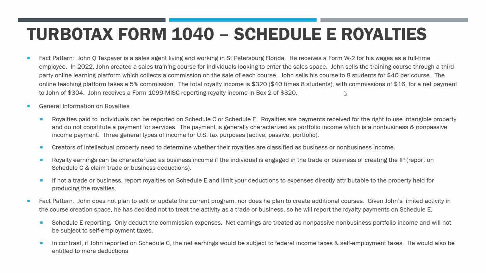All right. So some general background on royalties, because I think it's really important to set the stage here as to how these are working. So royalties, again, when they're paid to individuals, can go on either Schedule C or Schedule E. Now, royalty payments, because they're not services income, right? You are receiving compensation because somebody else is using intangible property, right? They're using intellectual property that you created, so it's not a payment for services.